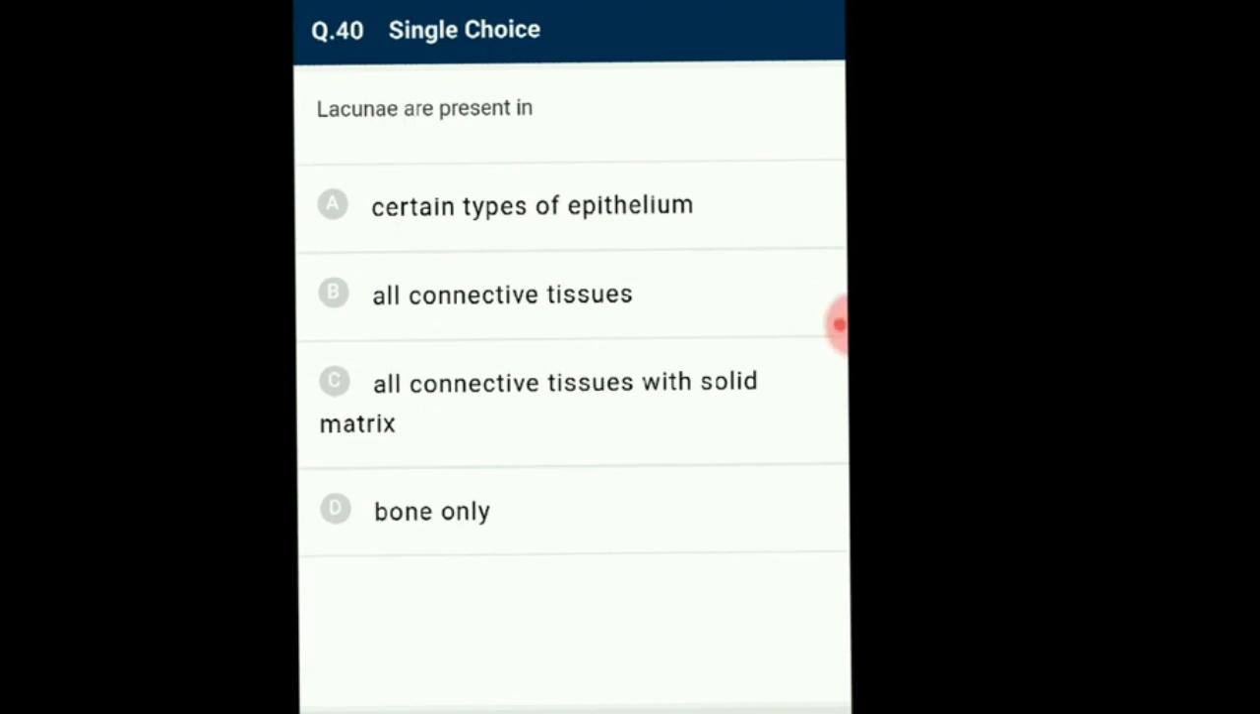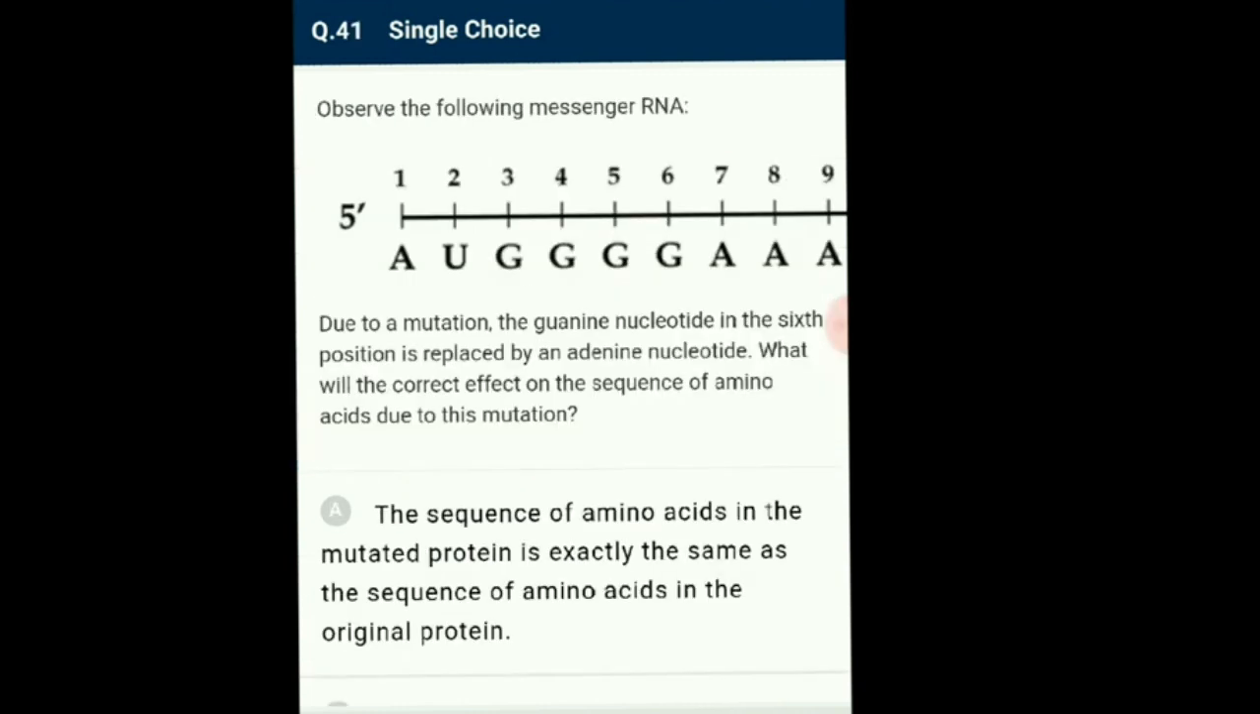Lacunae are spaces in which the cells are present in connective tissues which have solid matrix. Cartilage and bone are connective tissues having solid matrix. Cartilage has a solid but pliable matrix. Lacunae of cartilage contain cells called chondrocytes. Bone has a solid but not pliable matrix. Lacunae of bone contain cells called osteocytes. So the answer for this question is: lacunae are present in all connective tissues with solid matrix.